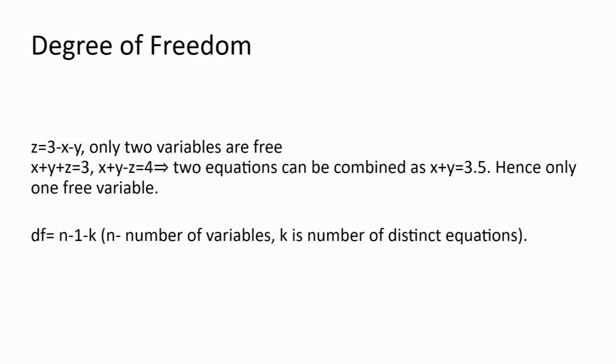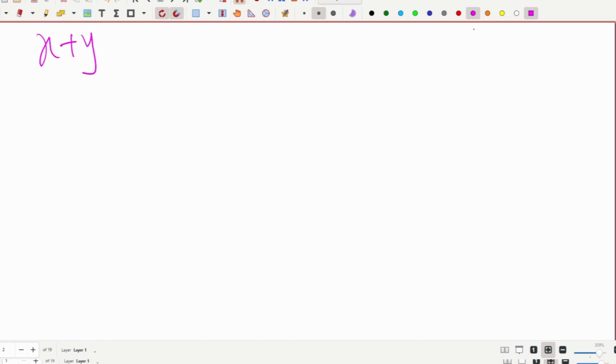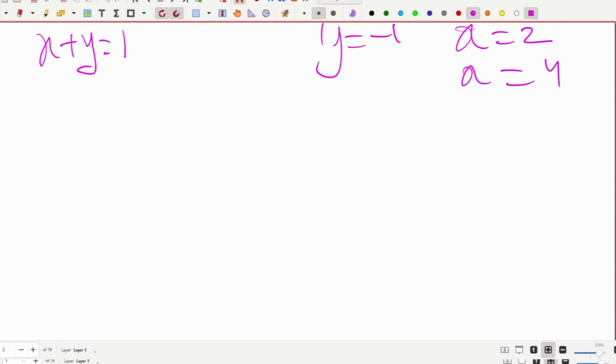Let's talk about the equation x plus y equals 4. I am drawing it down on the pad. Now, can I say both x and y are independent simultaneously? No, because if x is 2, y cannot be anything, y has to be 2. If x is 4, y has to be 0. So y is dependent on x.